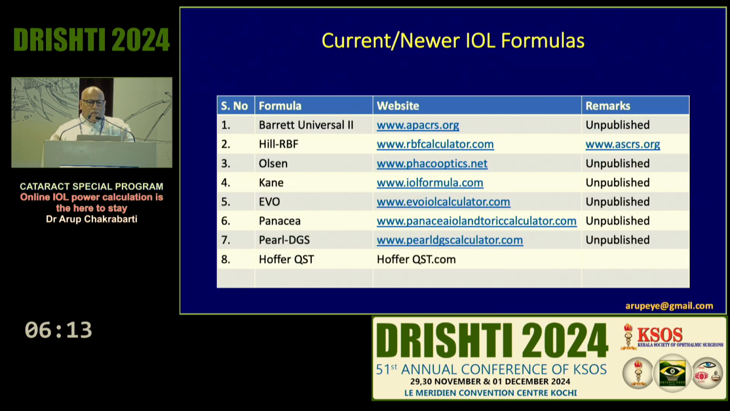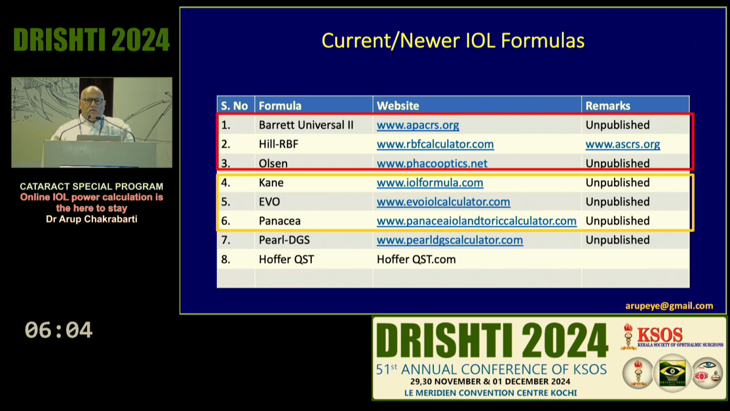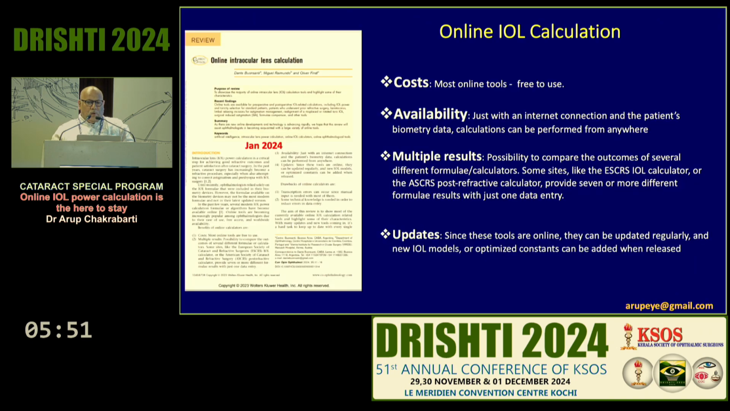So today we basically stick to Barrett Universal 2, Haigis, RBF version 3 and the Olsen. The Olsen formula is a paid formula. And then the new kids on the block, in fact they have been around for quite some time, are the Kane formula, EVO formula, and the Panacea formula. Recently the Pearl DGS and Hoffer QST formulas have also done extremely well.